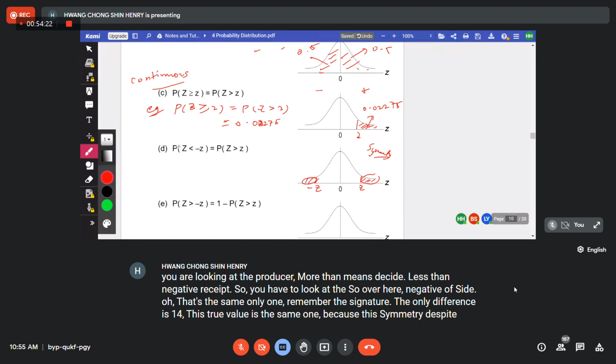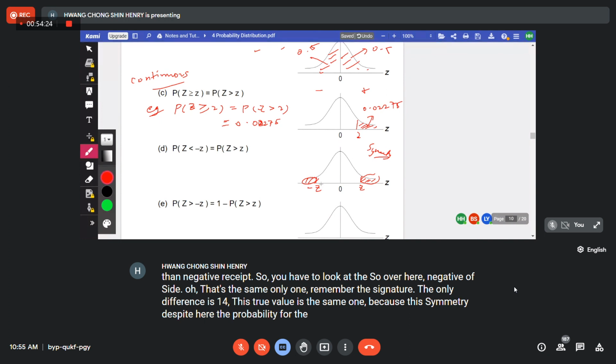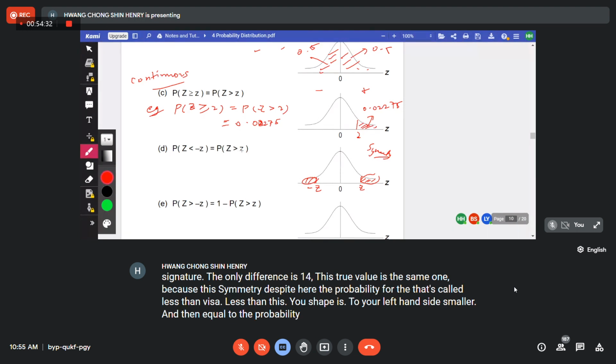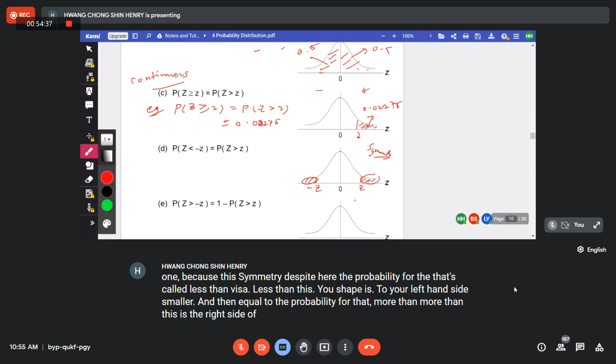That's why I say here, the probability for the Z-score less than this, you shade to your left hand side, the smaller side, is equal to the probability for Z more than, which means you shade to the right side of this Z-score value.